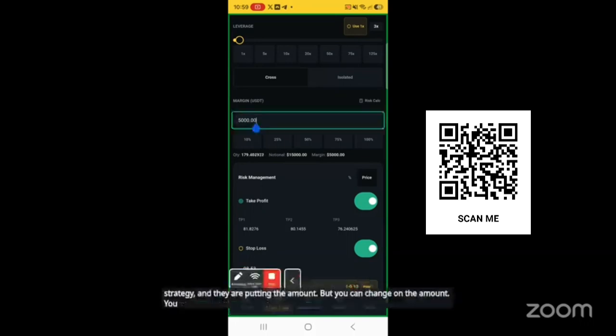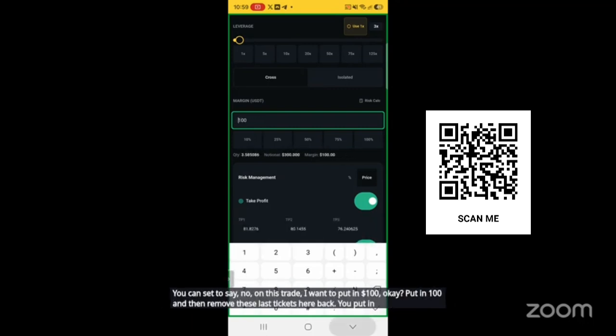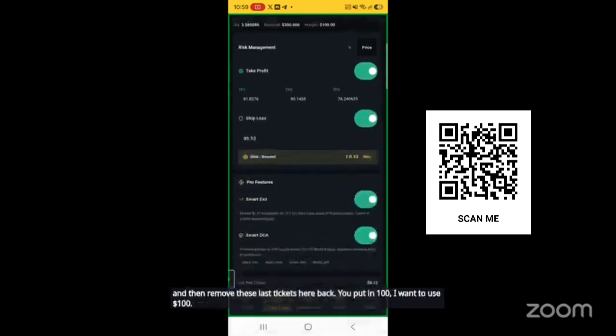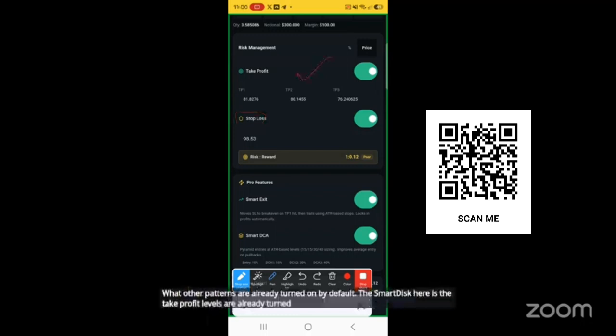You can decide to say, no, on this trade I want to put in $100. Put in 100 and then remove these last tickets here. So all other buttons are already turned on by default. The smart DCA, the take profit levels are already turned on. Stop loss is already in. The smart exit is already in.